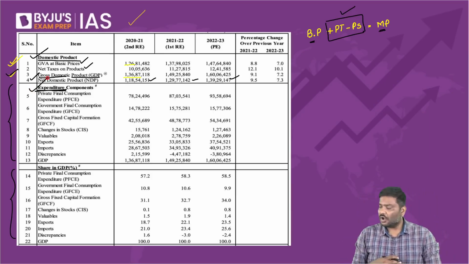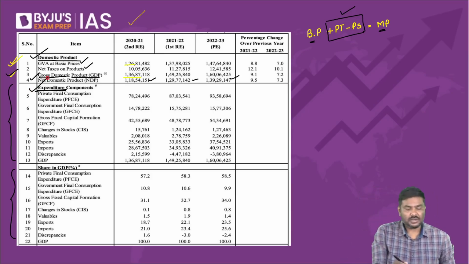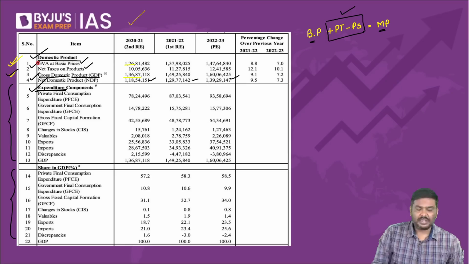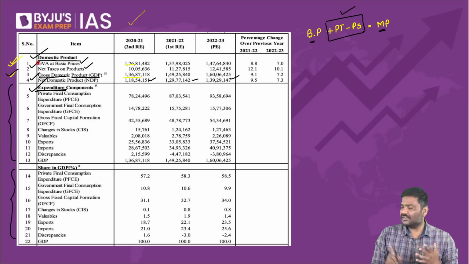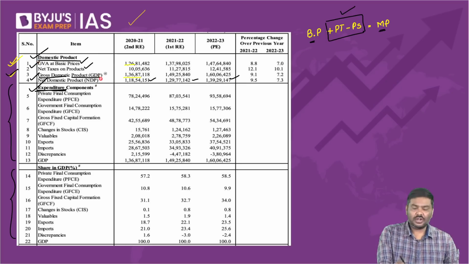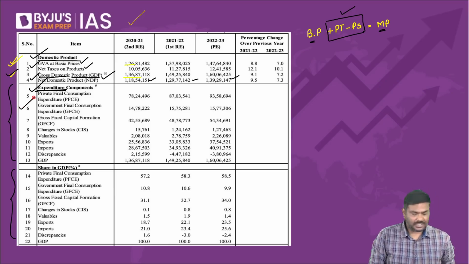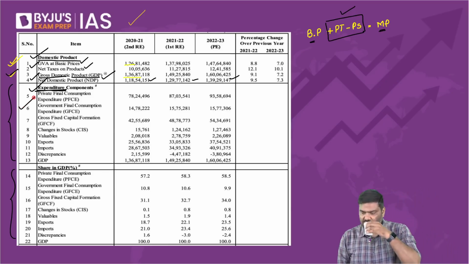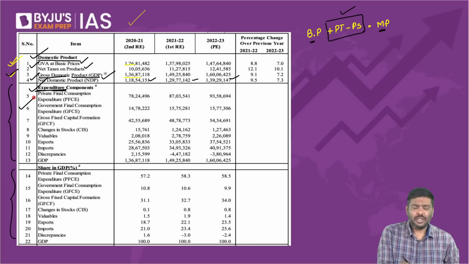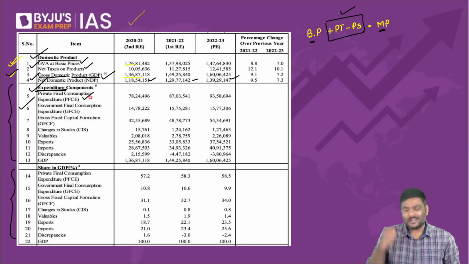Now please observe. In the case of production method, they have calculated value addition, they have adjusted with taxes, and they've got GDP numbers. Now please observe expenditure method. Just make an observation. Observe the expenditure method. You have private final consumption expenditure.